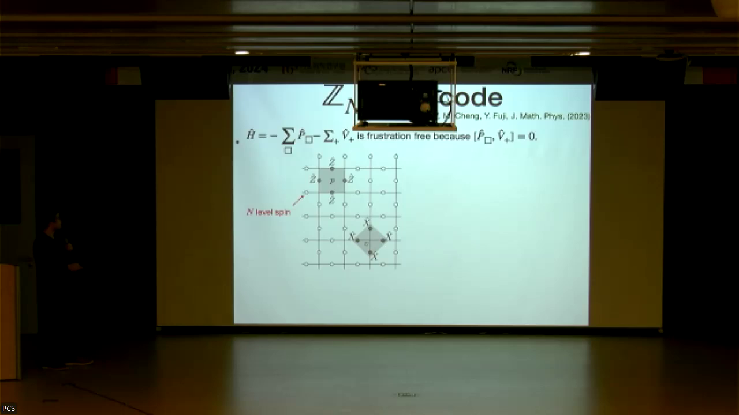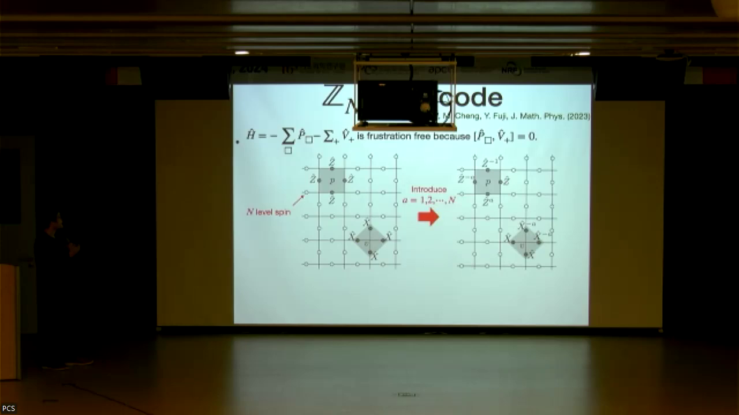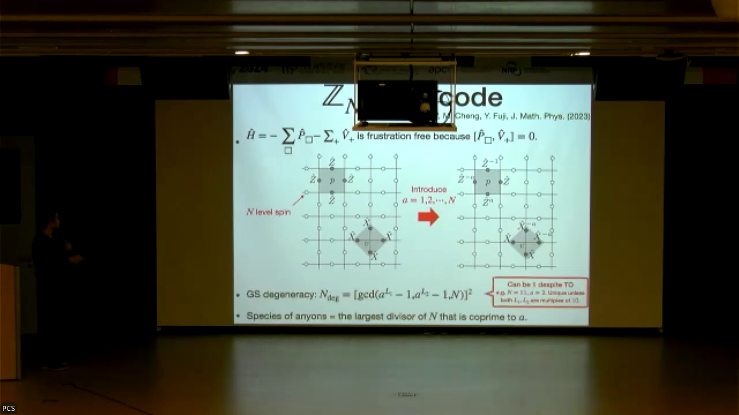What we did is to introduce an integer parameter a and modify the operator in this way. These are four spins I use to write down this bracket term for the modified Hamiltonian. What I found is that if we do this modification, the ground state degeneracy is modified to this formula. It looks complicated, but what is most important is that this quantity can be 1, despite the fact that this phase is still a topologically ordered phase.